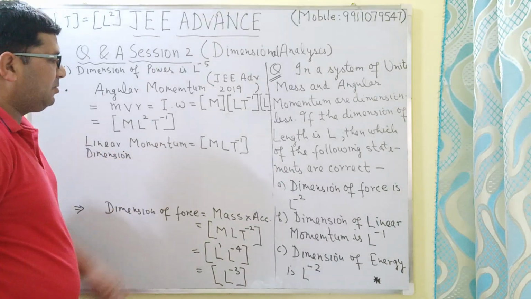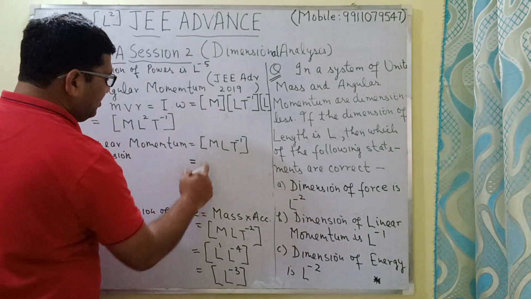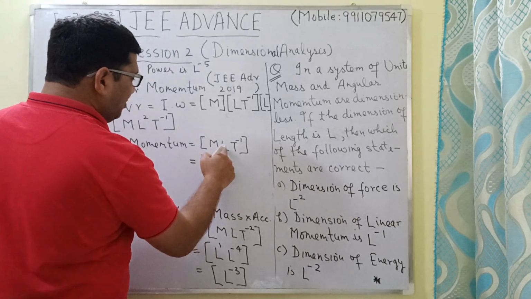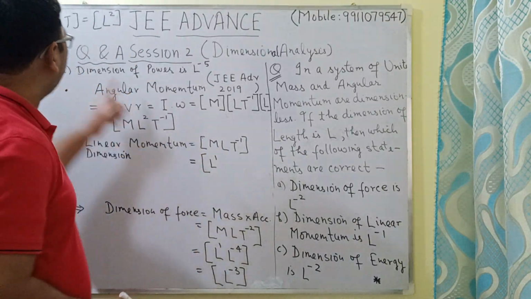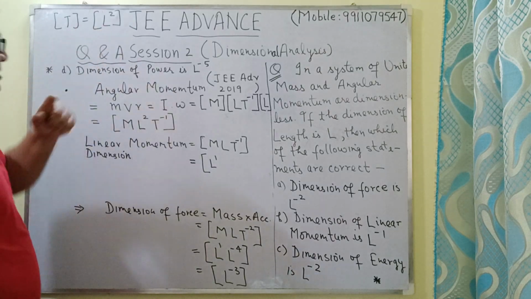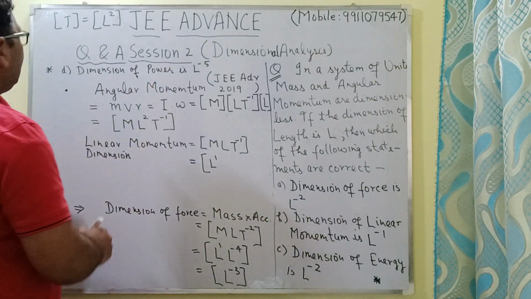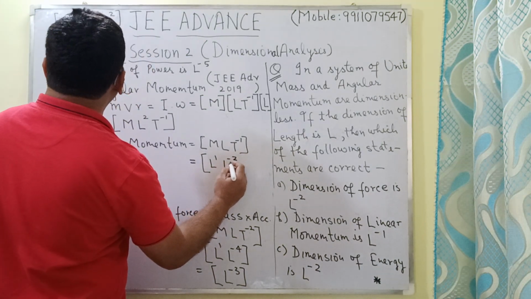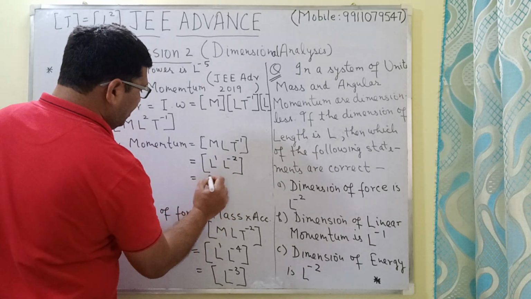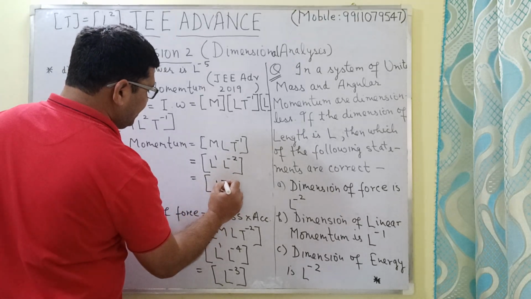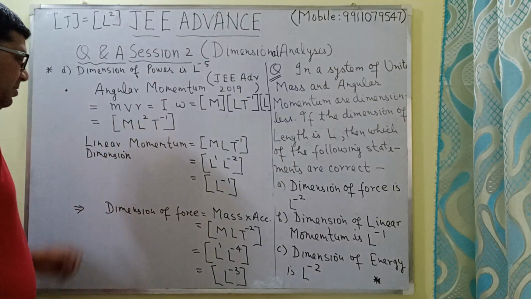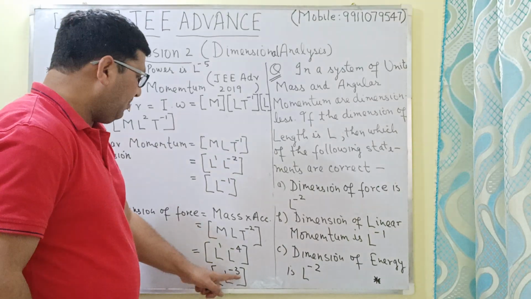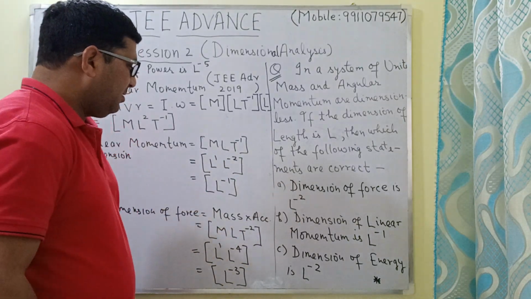Linear momentum dimension is equal to, now mass is dimensionless, so this will be equal to L to the power 1, and T to the power minus 1. Now the dimension of T is equal to L square, so T minus 1 will be equal to L minus 2, and this is equal to L minus 1. Okay. So the dimension of force is L to the power minus 3, so the first option is incorrect.